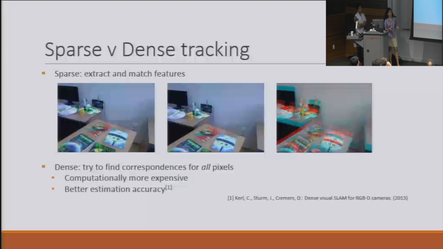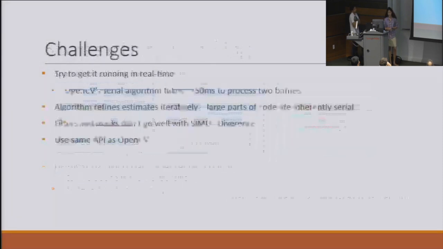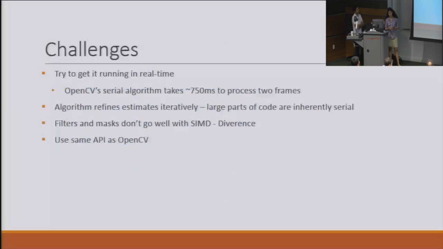So the challenges that we have faced here is we have to make this real time, and the algorithm that we used is estimating the camera motion iteratively, and there are quite a few chunks of code that are serial. Most CV algorithms have filters and masks which don't go too well with the SIMD on the Tegra. It has a lot of divergence, and also we wanted to plug our implementation back in OpenCV and use its implementation, so that was another challenge we faced.